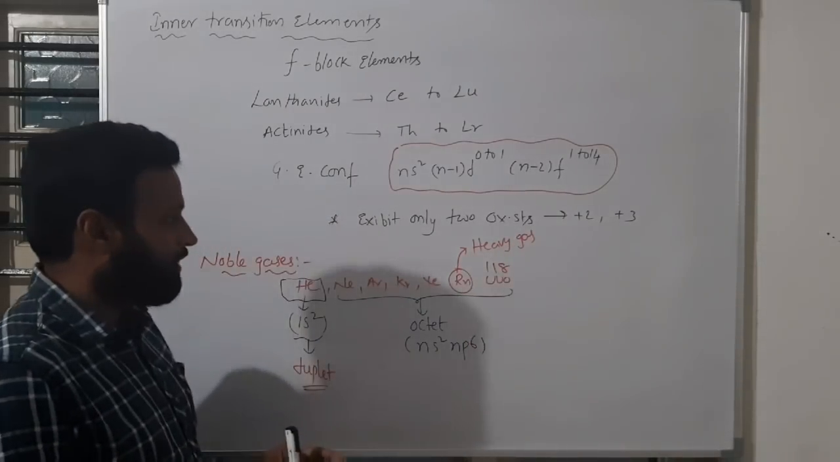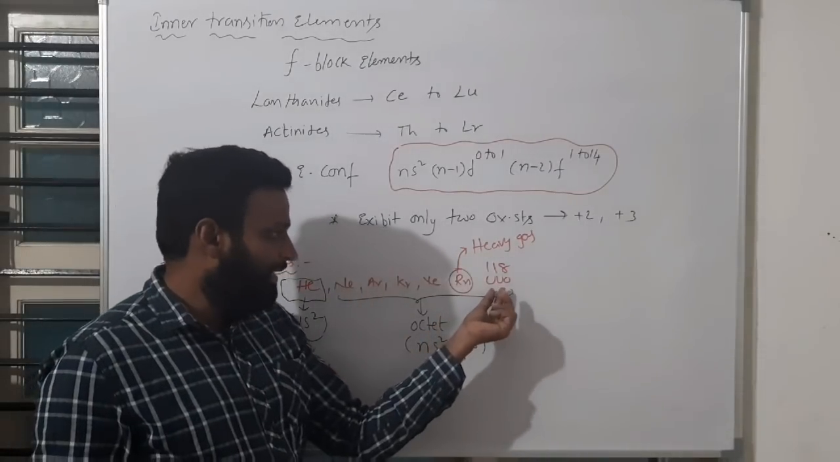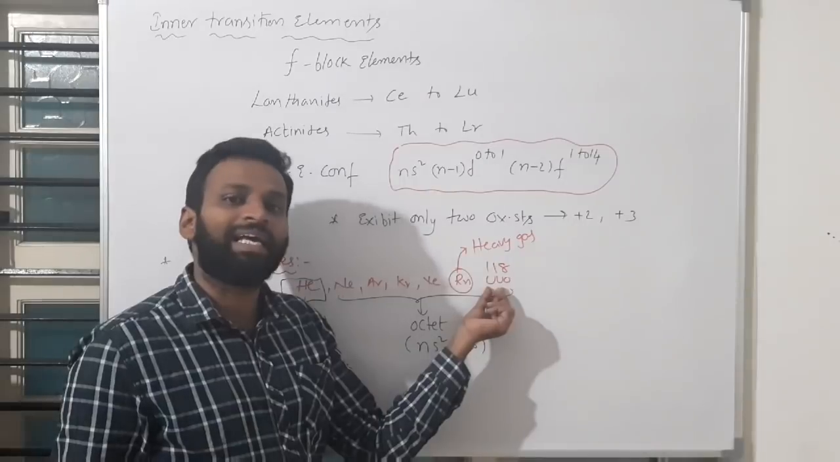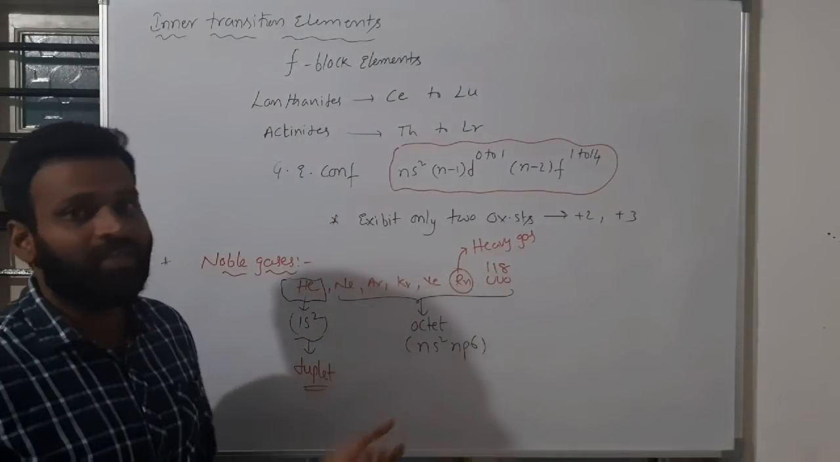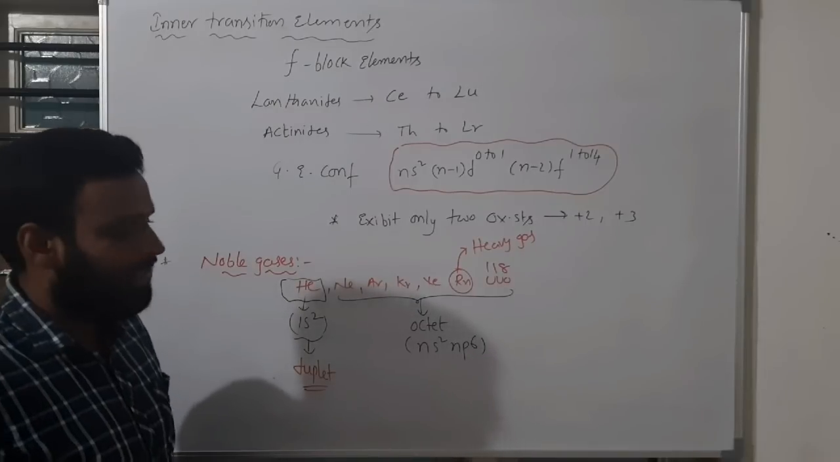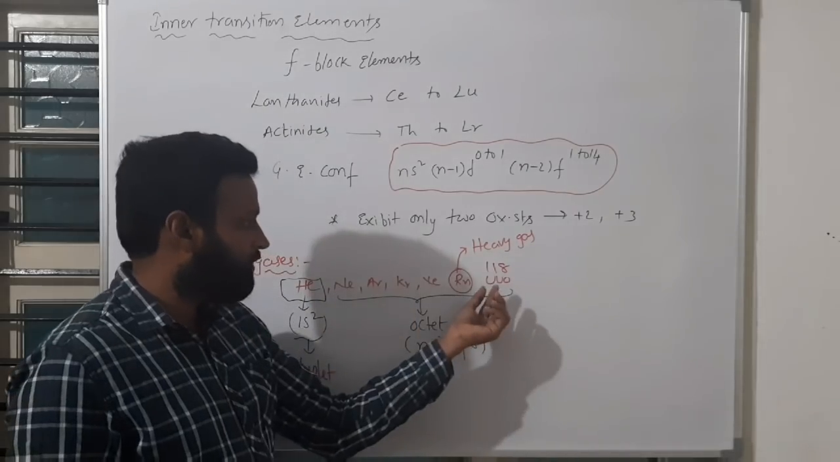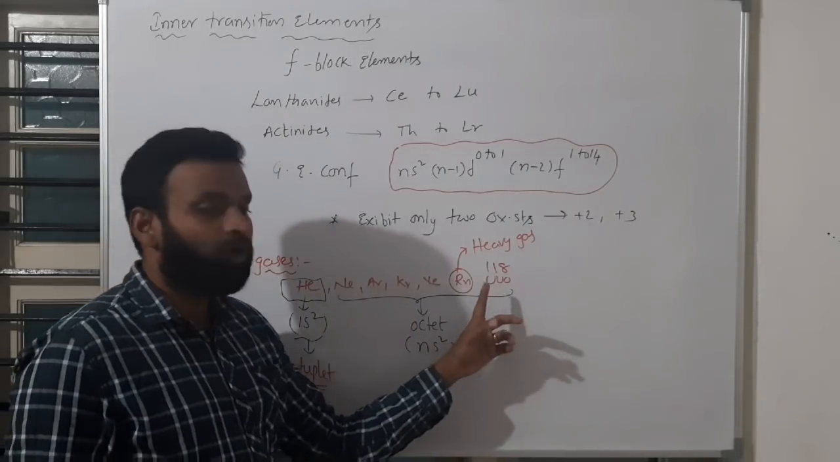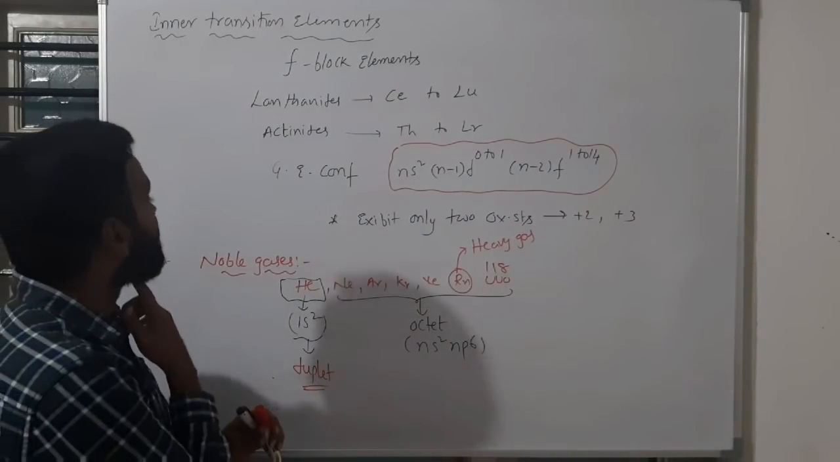Okay, now this is the 118 element, recently discovered. If it is completely confirmed, this will be the heaviest gas. Otherwise, the heaviest gas is radon, even though it is radioactive. So if 118 is confirmed, then 118 will be the heaviest gas. So these are all very important.